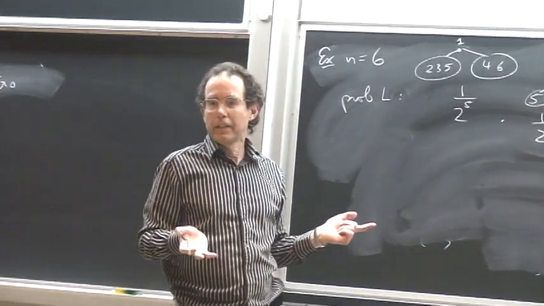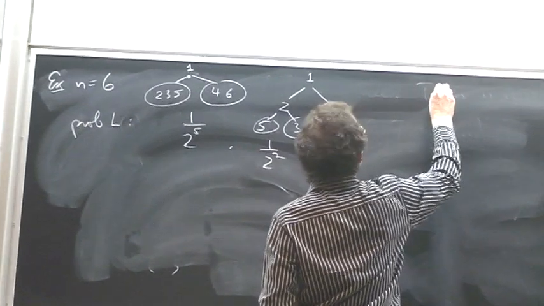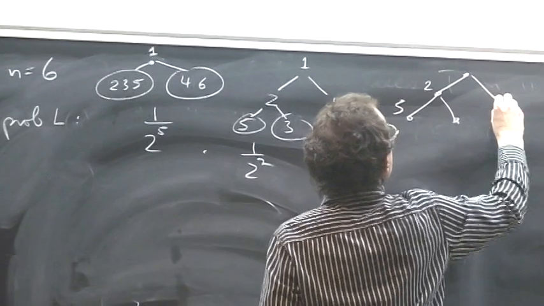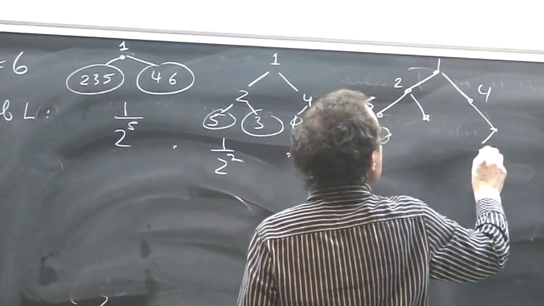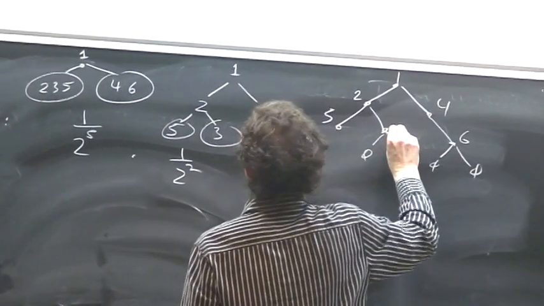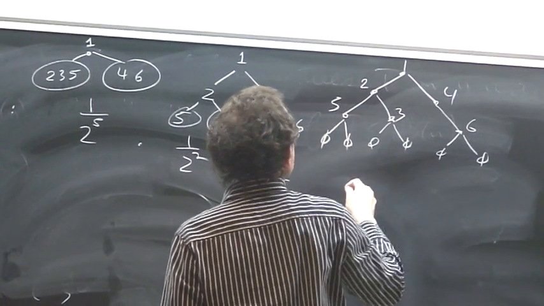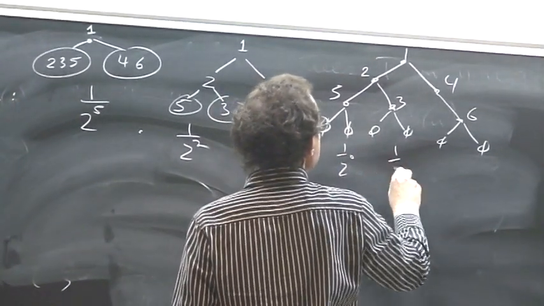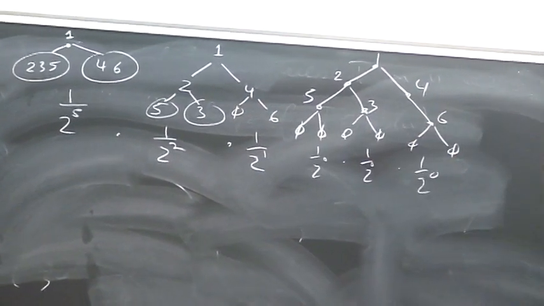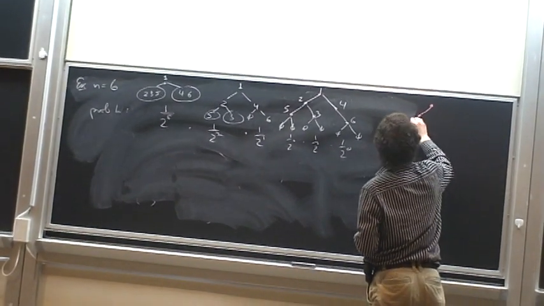And now we're done, right? Because everything else, we're just going to have partitions into empty sets. So all those partitions are 1 over 2 to the 0. We don't have any choice because we're partitioning down. But now again, think what the hook lengths were for this tree.